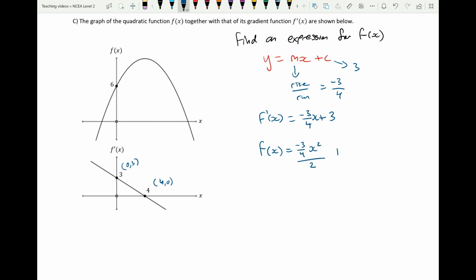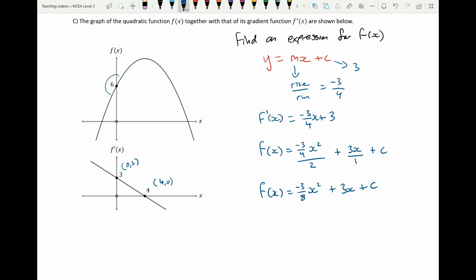Again, I will simplify all of this and work it out so it's not quite so messy in the next step. So if you're not sure, like, what's -3/4 divided by 2, just do it on the calculator. So -3/4 divided by 2, it's -3/8. And there's our expression for f of x. So we've got a quadratic equation with an x squared, which we should have because we can see that f of x is a parabola, which is formed by a quadratic equation.